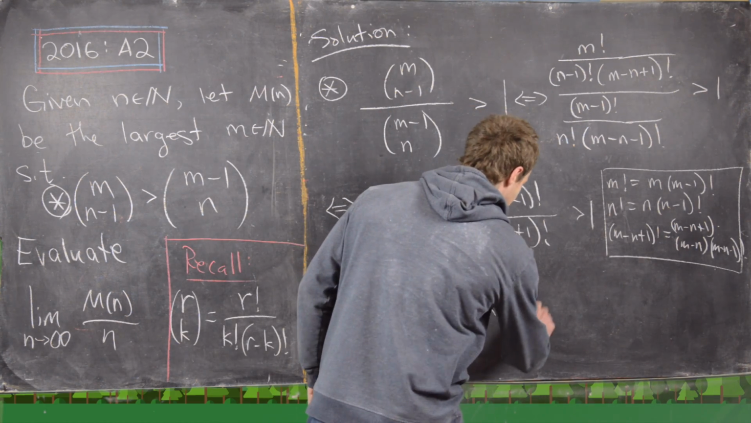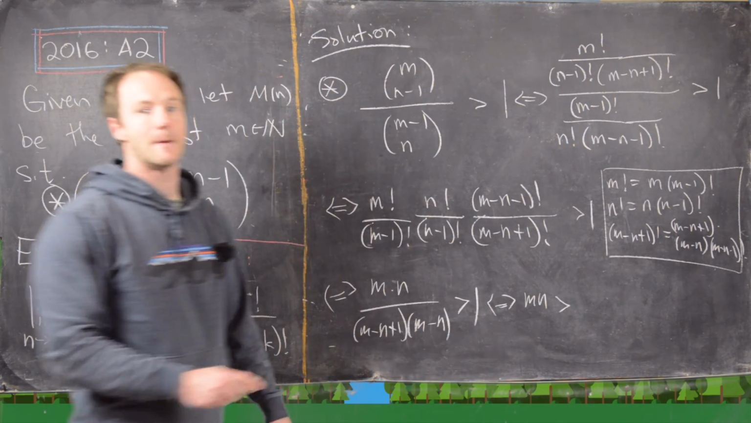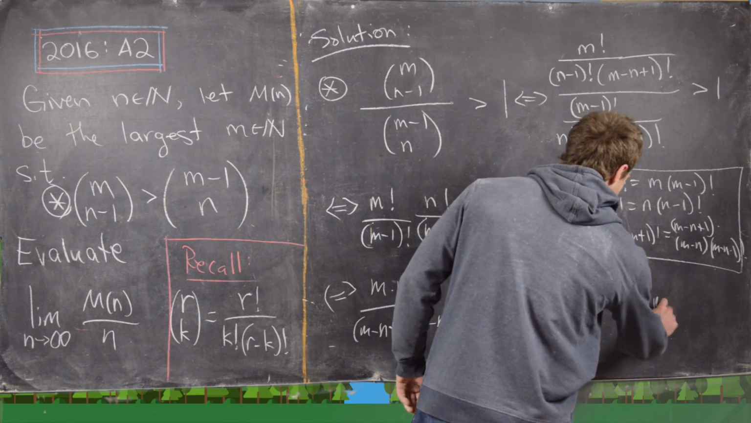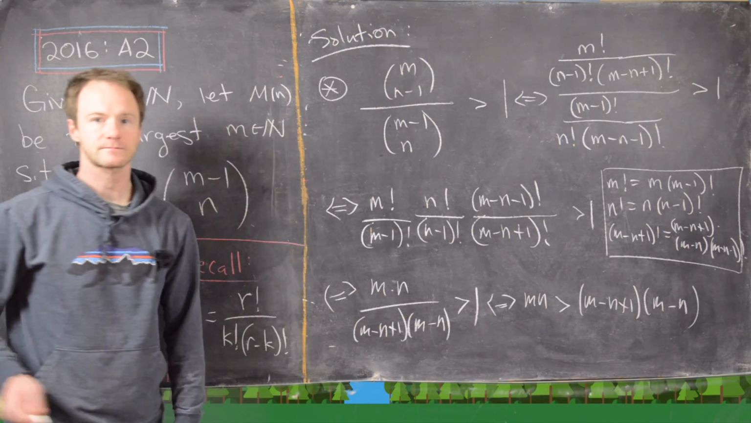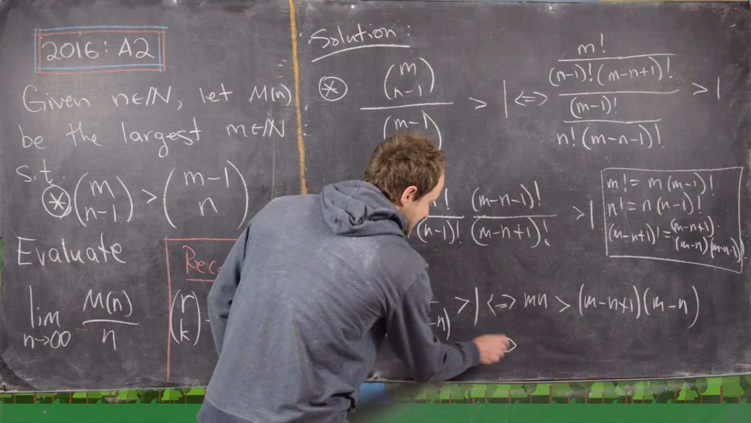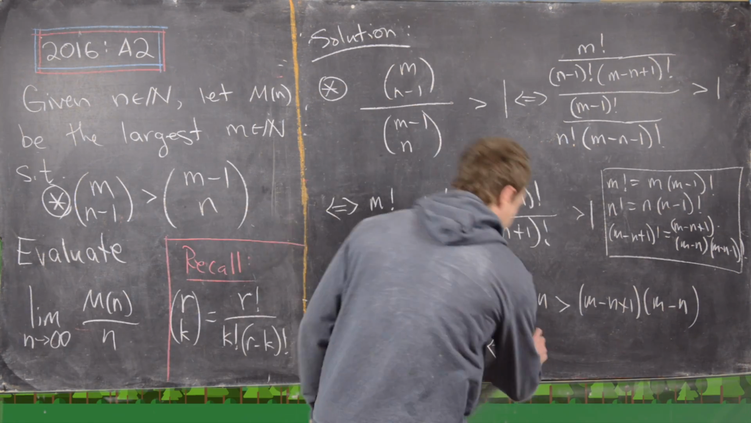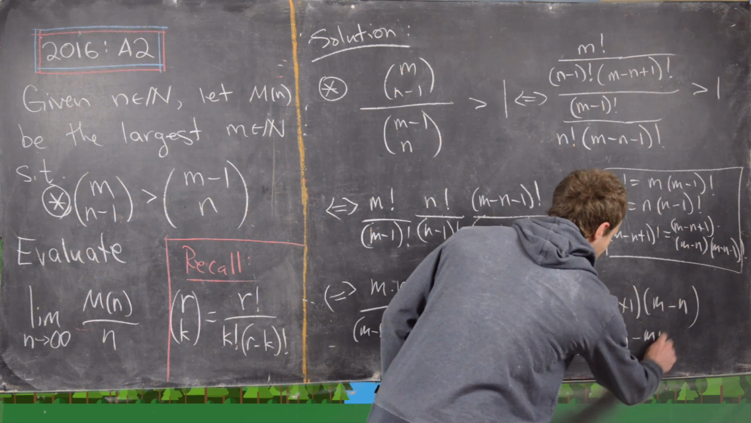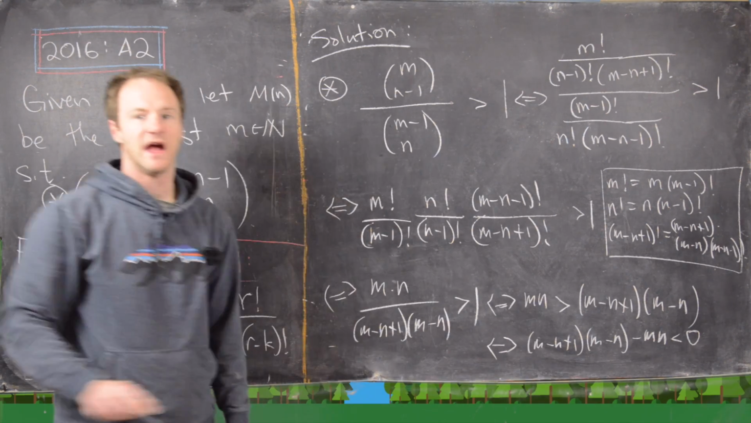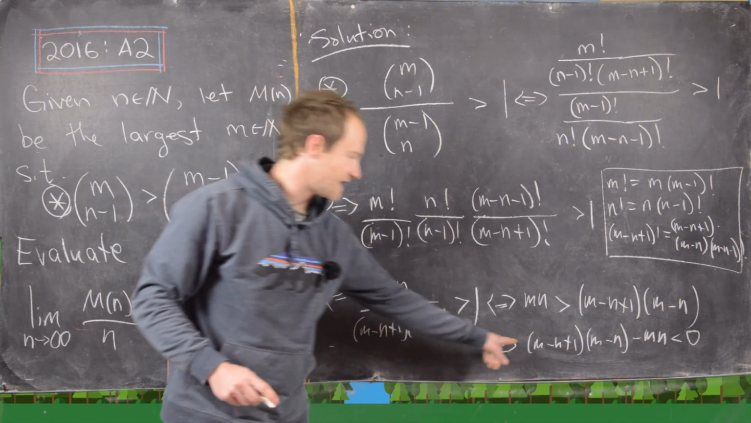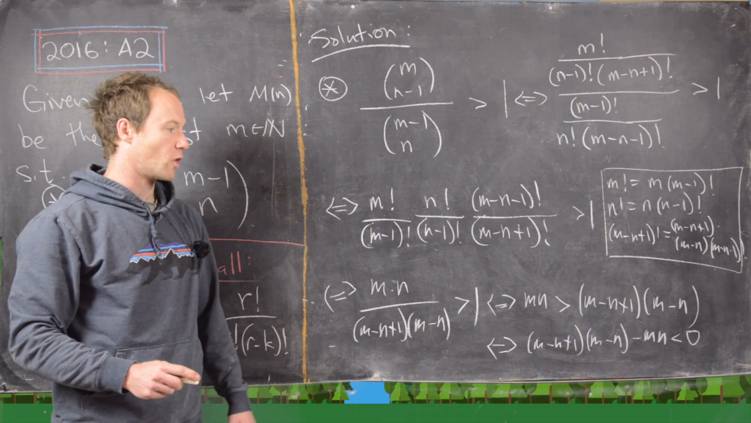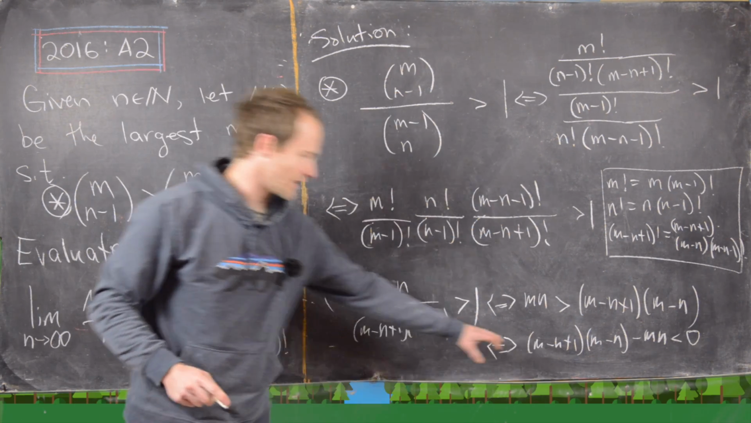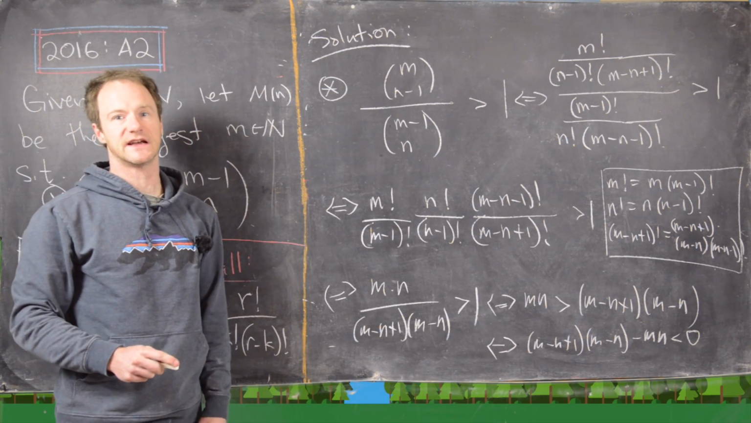And notice that that's the same thing as m times n is bigger than m minus n plus 1 times m minus n. Great. But that is the same thing as m minus n plus 1 times m minus n minus m times n is less than 0. And you might say, well, why do we want to do that? Because now we can view m as a quadratic polynomial in variable n. Okay, great. So I'm going to bring this to the top, and then we'll move on to the next step.